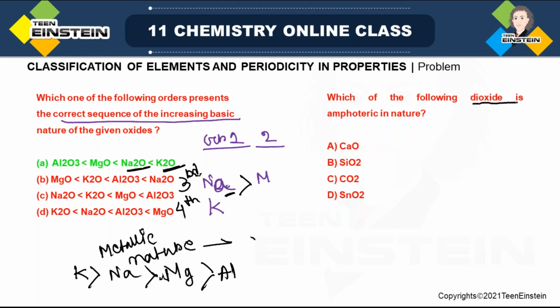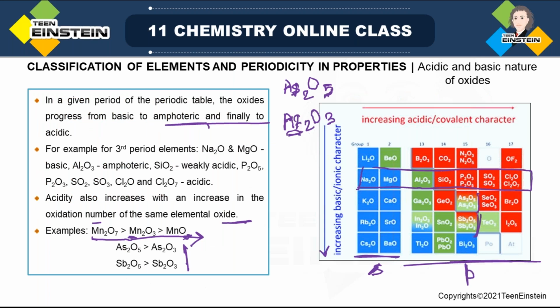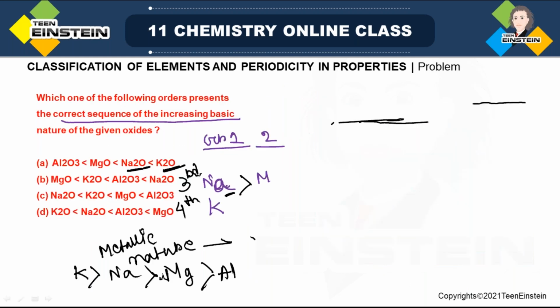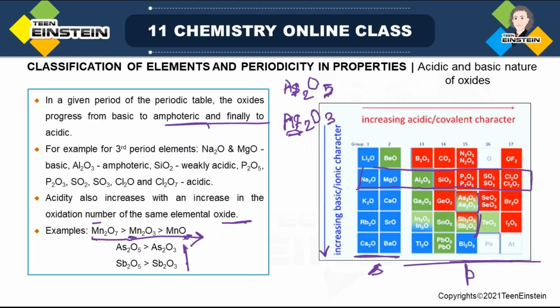Which of the following dioxide is amphoteric in nature? So it is not asking acidic, it is not asking basic, it is asking which one is amphoteric. That means it should show both the properties, right? Now, you just have a look in this. So how many oxides we have here? CaO, SiO2, carbon dioxide, SnO2.